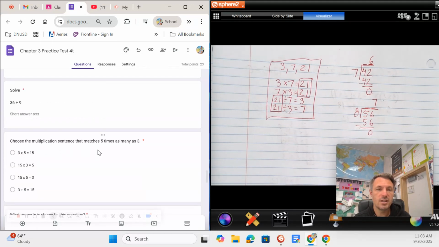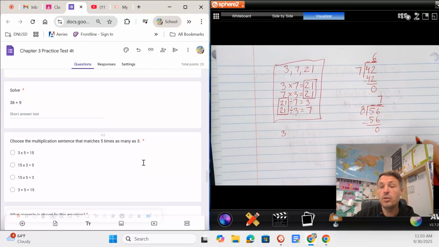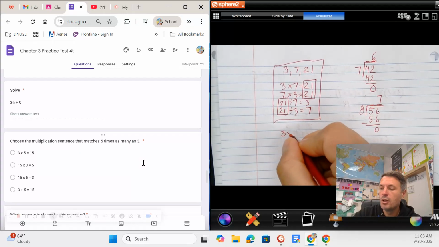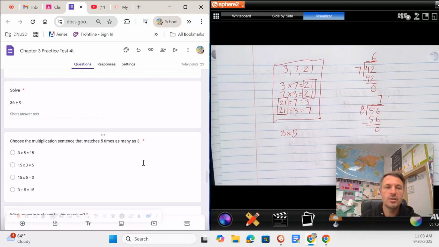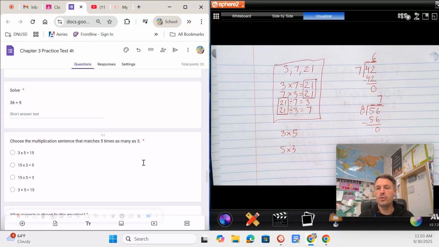Choose the multiplication sentence that matches 5 times as many as 3. So you have 3, and if you want to show 5 times as many as 3 or 5 times more than 3, you just multiply 3 times 5. You could also show it as 5 times 3, because remember the commutative property says you can change the order of numbers when you're multiplying, and it doesn't change the answer. So that's this one right here. 3 times 5 equals 15.